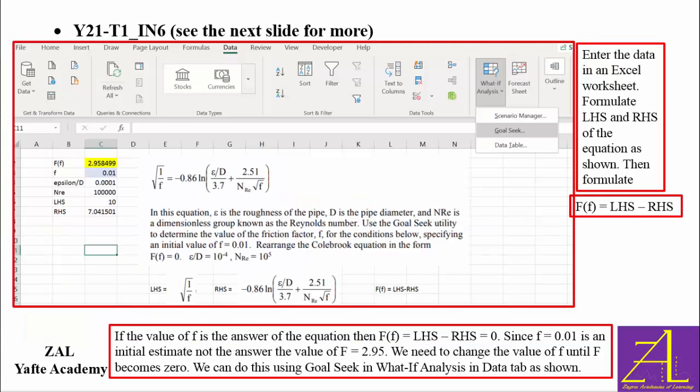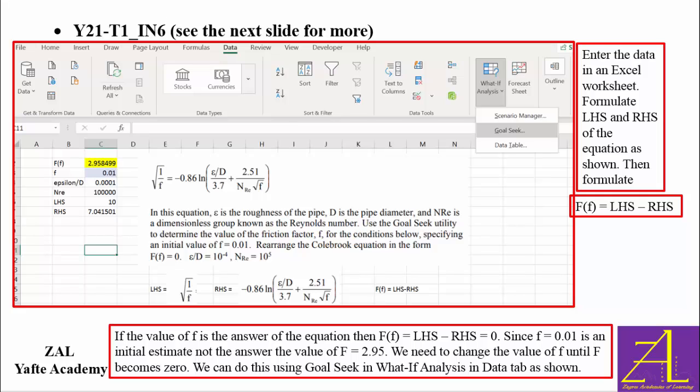In this problem, a nonlinear equation is solved. The unknown is the friction factor F. We may solve a nonlinear equation using Microsoft Excel. To do this, you need to set up the problem as appropriate.